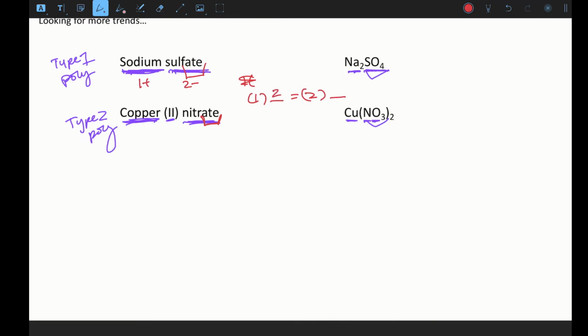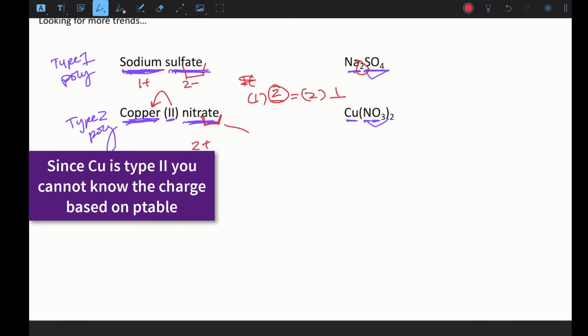We would need 2 of those sodiums to give us the same magnitude as 1 sulfate, right? And note, that's why we have the 2 there. Likewise, if we look at copper nitrate, that 2 gives us the charge of copper, because copper is in the type 2 metal section, right? So we have a 2 plus, and nitrate, once we've memorized it, we would know is 1 minus.